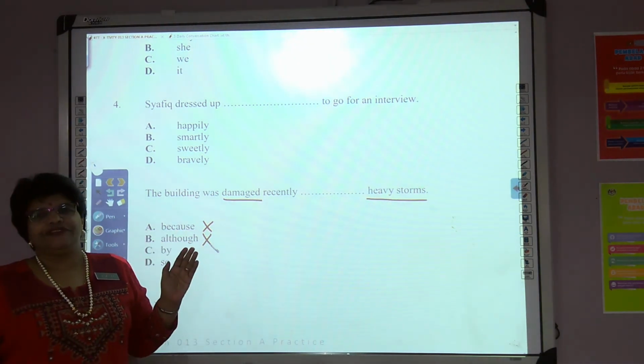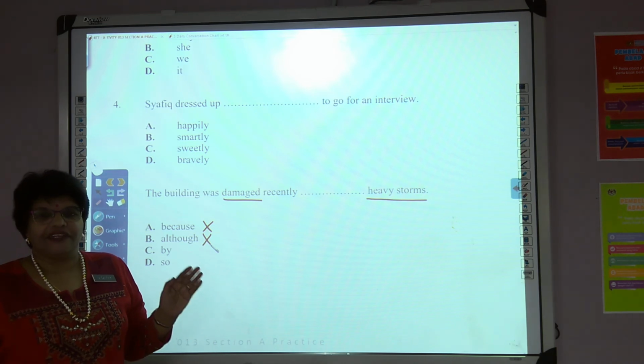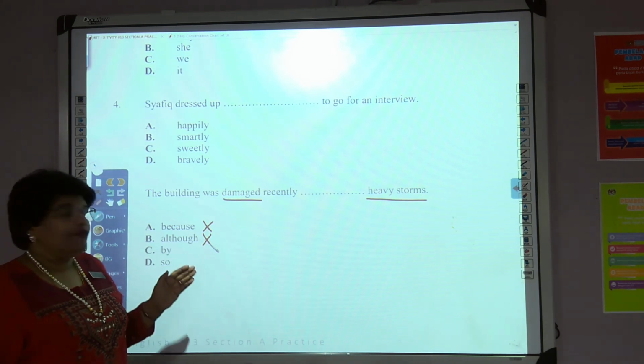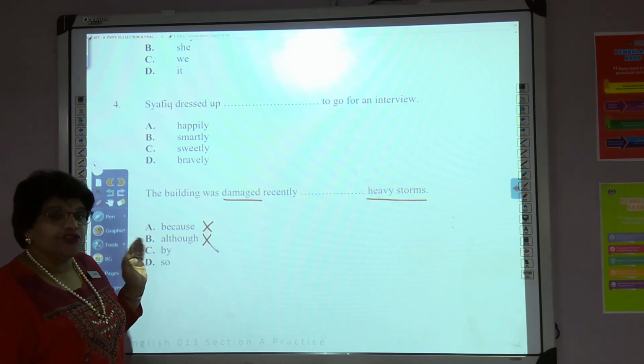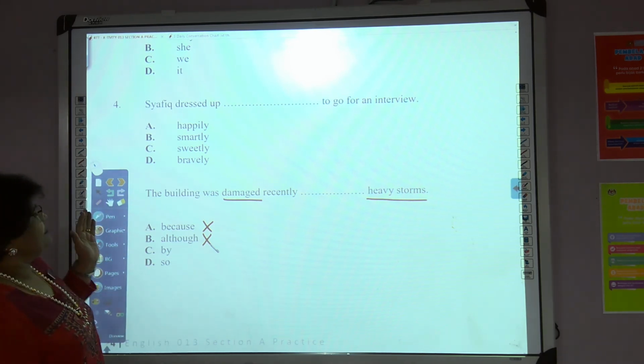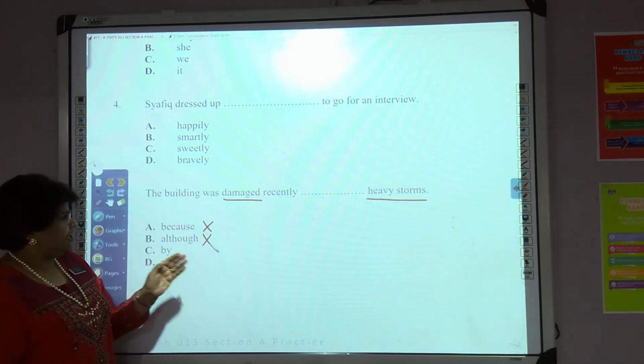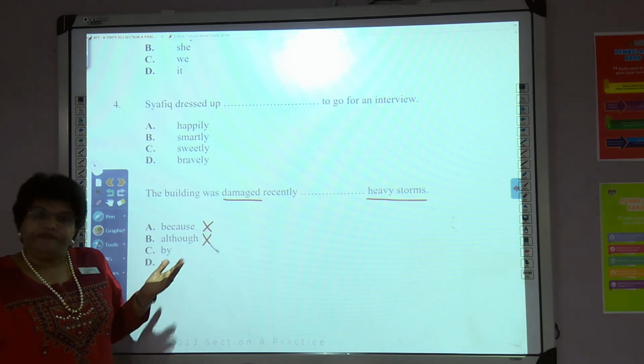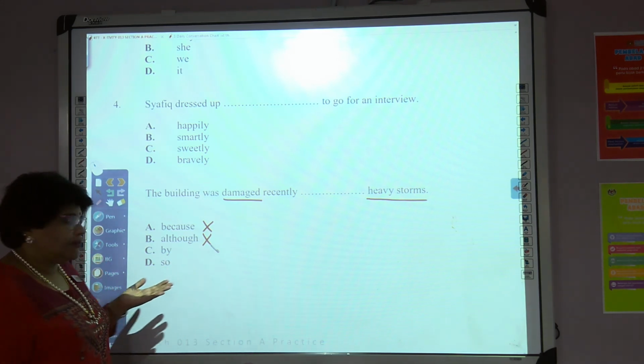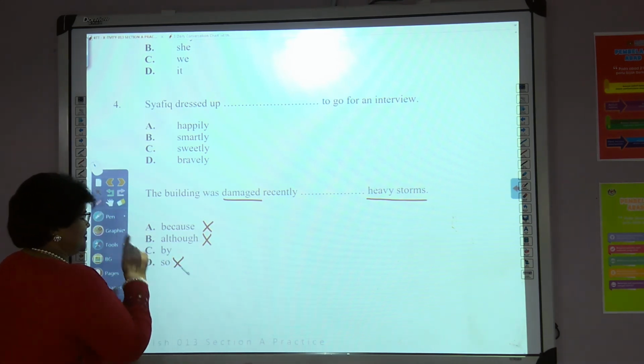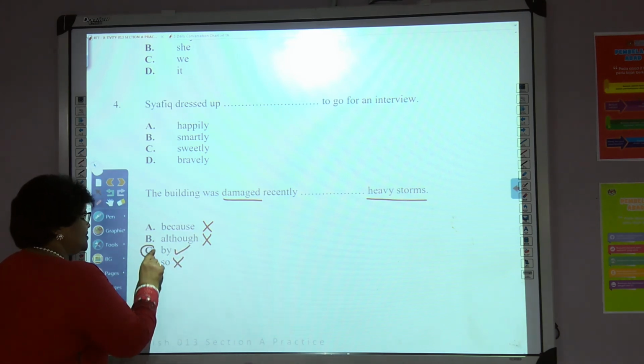The building was damaged recently by heavy storms. From the sound itself, you know it is correct. The sentence is correct. But we have another choice to see here. So you do not answer yet. The building was damaged recently, so heavy storms. Definitely wrong. So the answer is C.